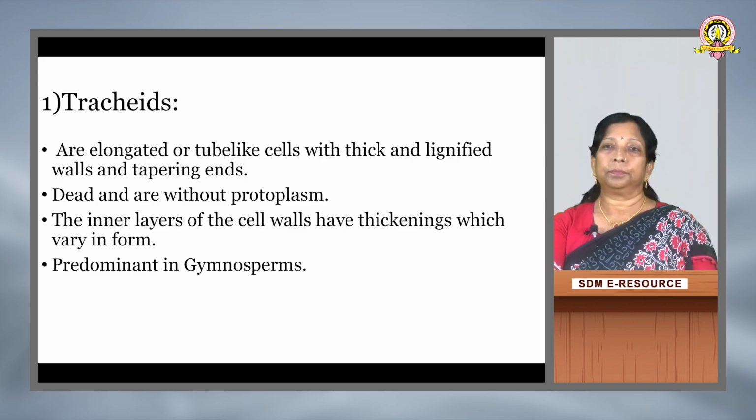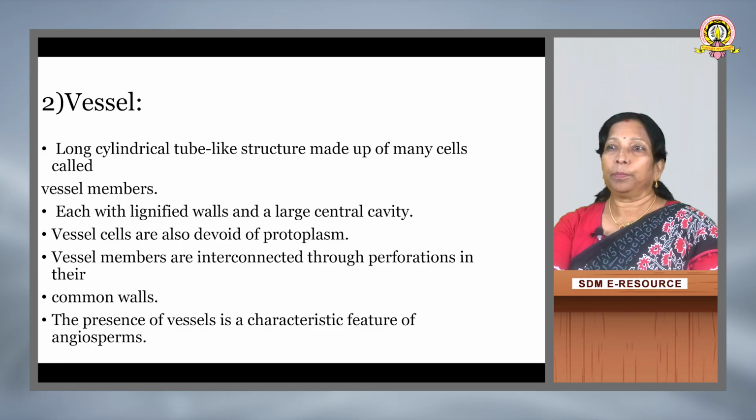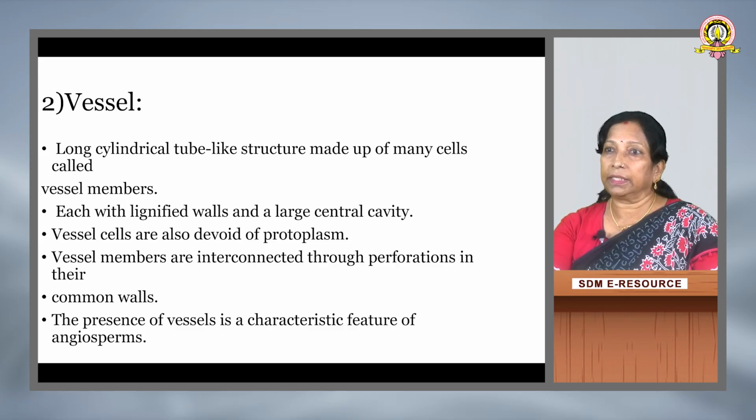Next one, vessels. Vessels are long cylindrical tube-like structures made up of many cells called vessel members, each with lignified walls and a large central cavity. Vessel cells are also devoid of protoplasm. There is no living protoplasm, so we say that vessels are dead cells. Vessel members are interconnected through perforations in their common walls. The presence of vessels is a characteristic feature of angiosperms.